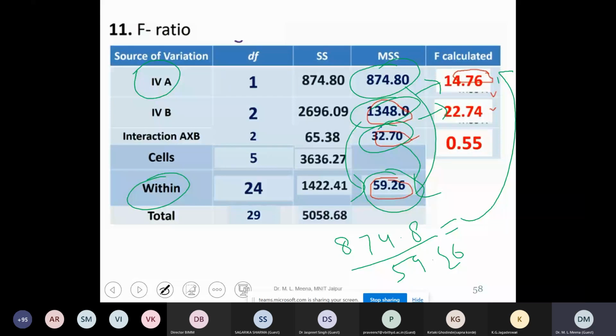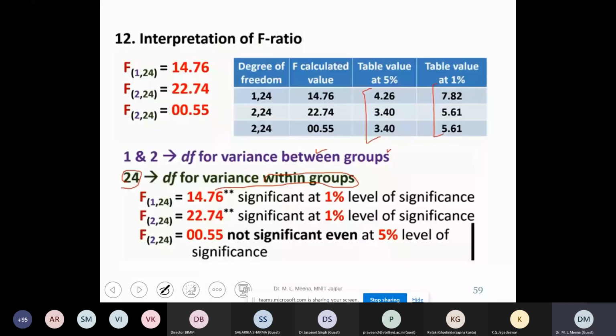So now, interpretation in the next step is interpretation of the results. So interpretation for all three null hypotheses: compare the calculated value and tabulated value for these degrees of freedom, and check whether our null hypothesis is accepted or rejected. So last step, that is number 12, interpretation of F ratio.